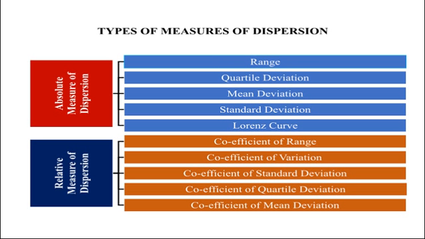Second type is relative measures of dispersion. The relative measures of dispersion are used to compare the distributions of two or more data sets. This measure compares values without units. Common relative dispersion methods include coefficient of range, coefficient of variation, coefficient of standard deviation, coefficient of quartile deviation, and coefficient of mean deviation.